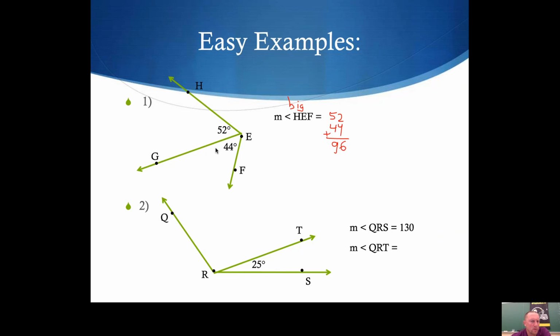So in a diagram with 3 angles, they're giving you 2 of them, you got to find the other one. You're either going to add, or in a problem like this, where they tell you the big angle measure of angle QRS, that's this big angle. If the whole thing is 130, what's this other little angle going to equal if this one's 25? Something plus 25 gives you 130. So we're subtracting here.